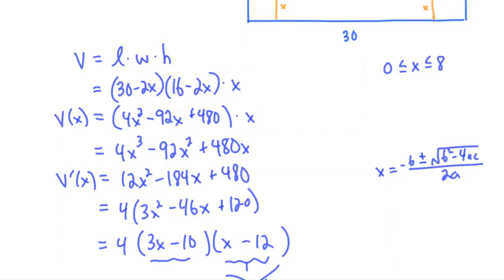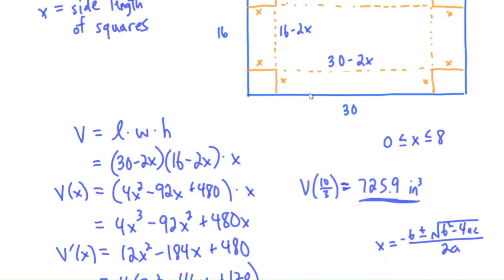Now, you might wonder what the volume actually is when we plug in 10 thirds. So find V of 10 thirds. And if you do that, you get V of 10 thirds equals, and you could use a calculator here, about 725.9. That would be cubic inches. That's the maximum volume that we could get from cutting out these squares, and that happens when we cut out the squares to be 3 and 1/3 inches, or 10 thirds inches.